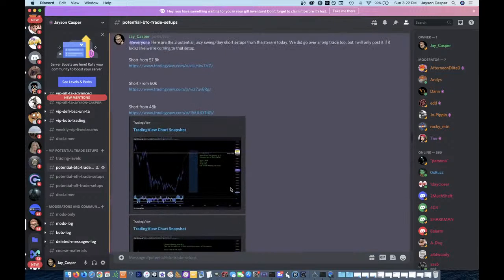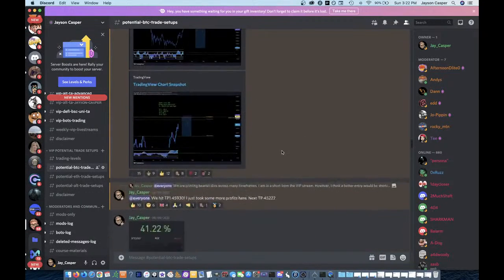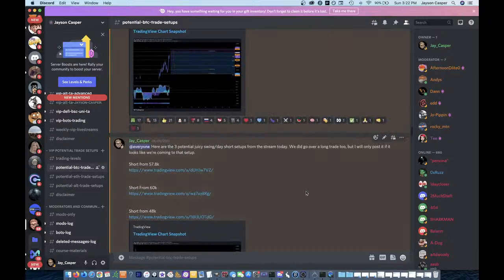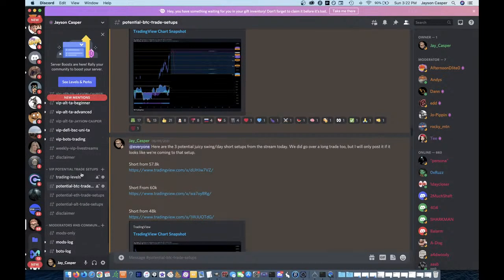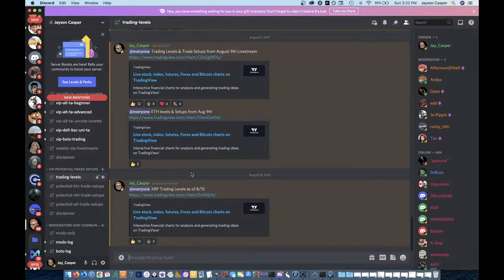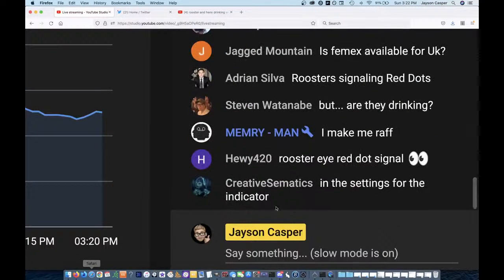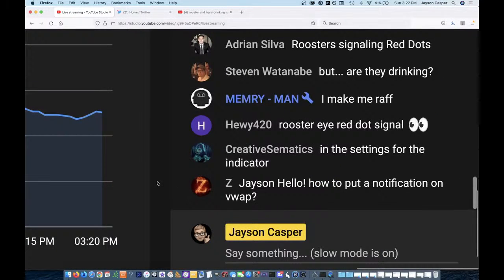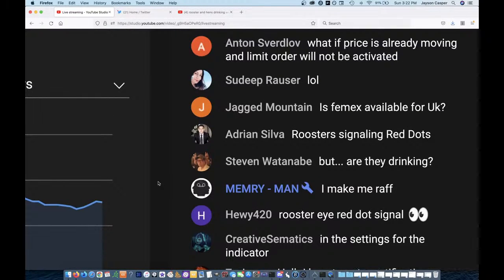If I post things in here, like these 3 potential trade setups, 2 of these never happened, and they still could. So you just got to be aware of what's going on. You got to set your levels. You got to take notes. I post my trade levels in here for Bitcoin, Ethereum, and now Ripple. Posting my actual levels in here. You can import them into your chart. You got to take notes. You got to set alerts if you really want to capitalize on this.